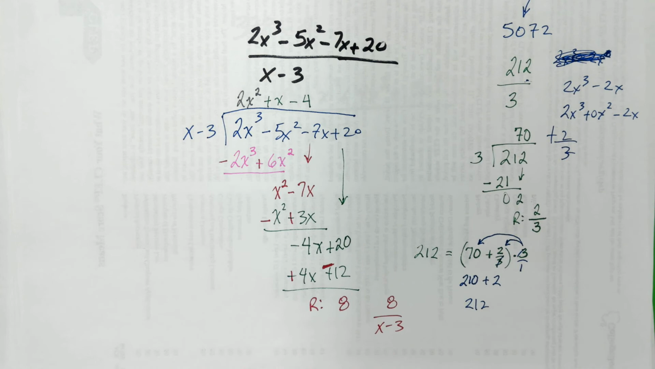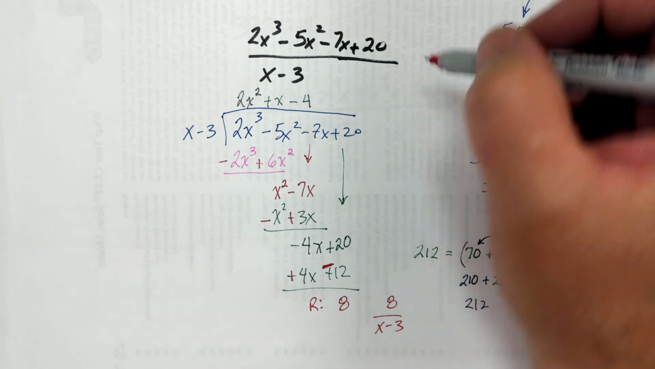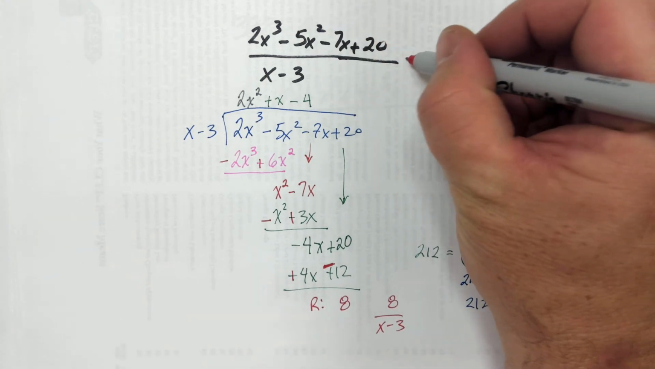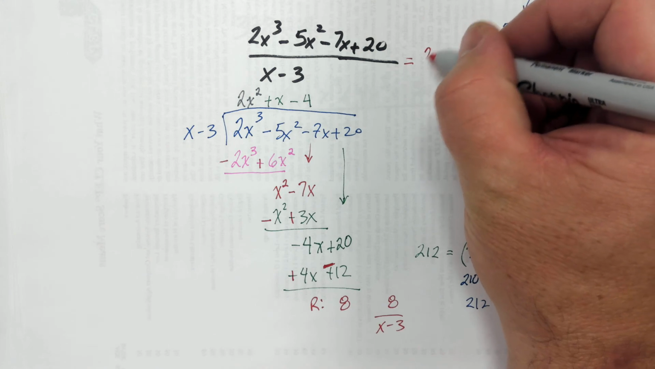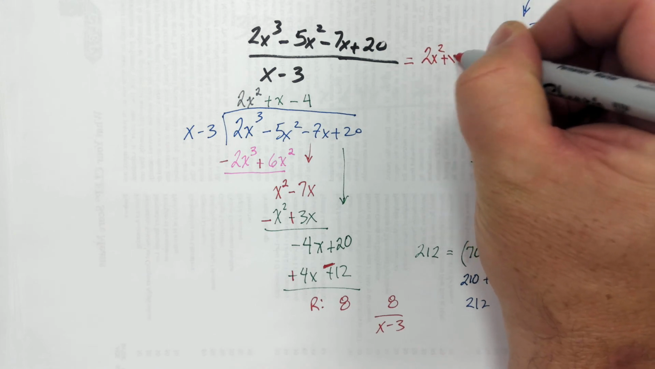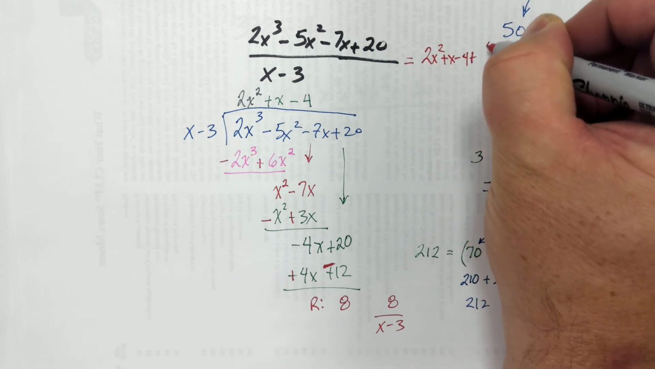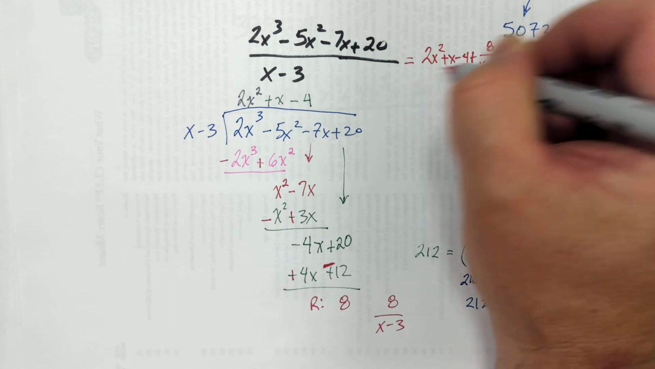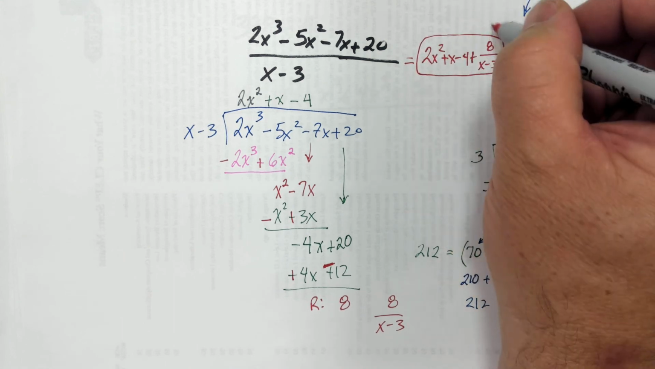So, here's how you could write your answer. You could write that this whole thing right here equals 2x squared plus x minus 4 plus 8 over x minus 3. That's your remainder.